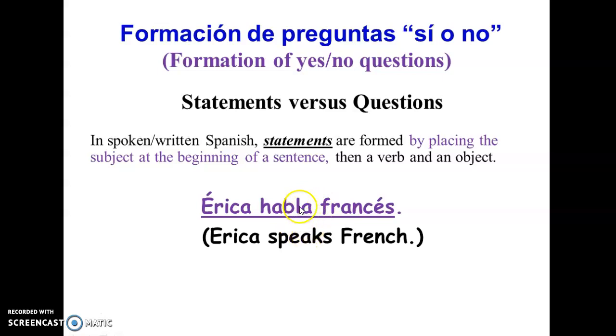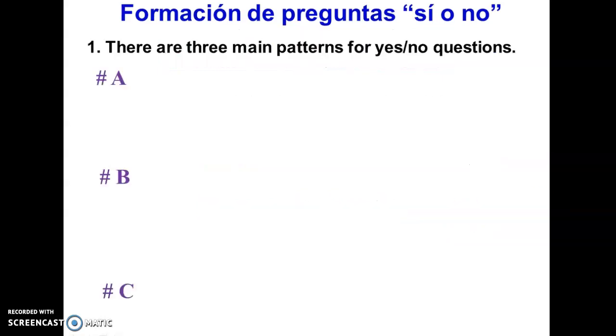But this is a statement, basically. We are using our subject at the beginning, Erika, and then the verb, in this case speaks, and then the object, what she speaks. She speaks French. So, Erika habla francés. Okay, we know what a statement is. So now let's see what questions look like.